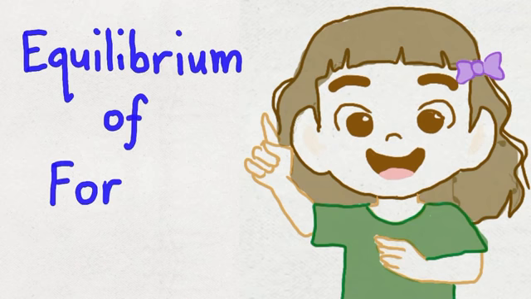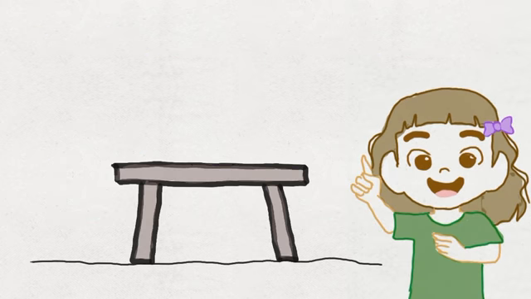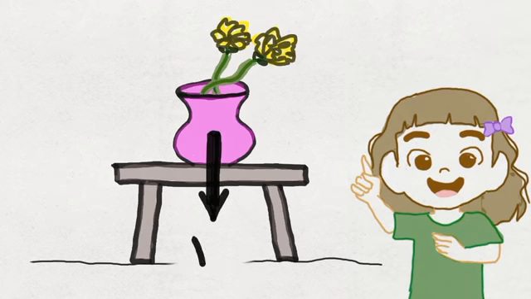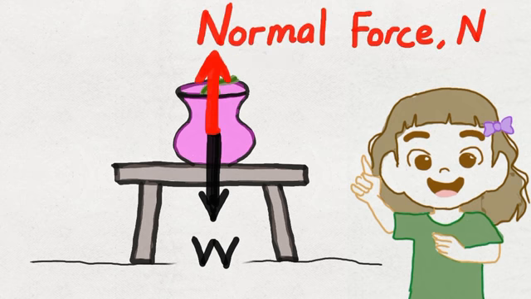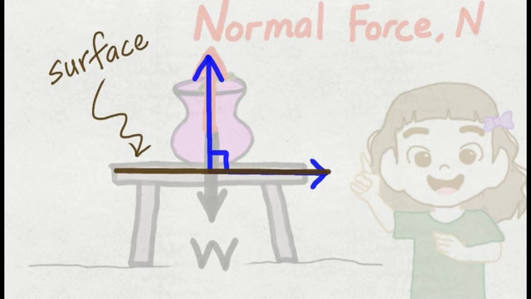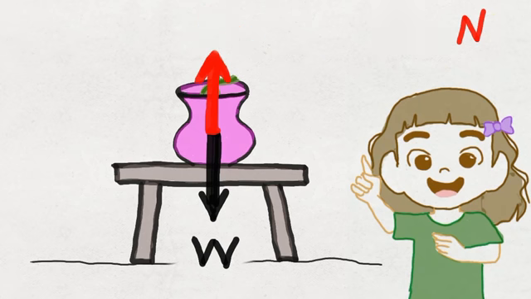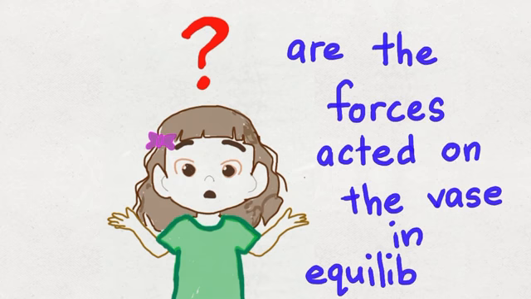Now, equilibrium of forces. For an object such as a vase on a table, the forces acting on the vase are weight and normal force N. Normal force is a component of force which is perpendicular to the surface. Are the forces acting on the vase in equilibrium?